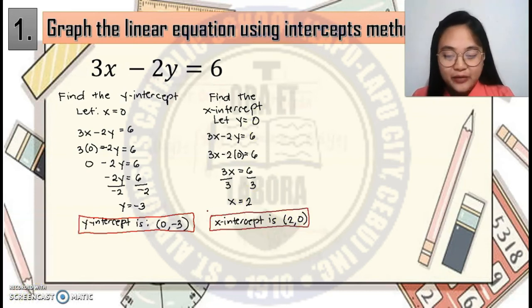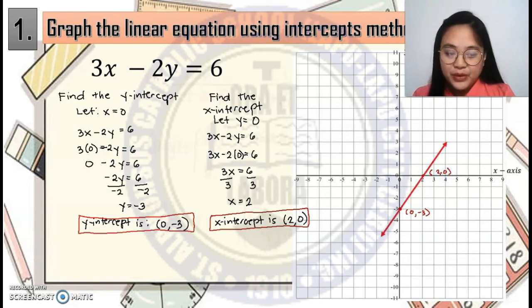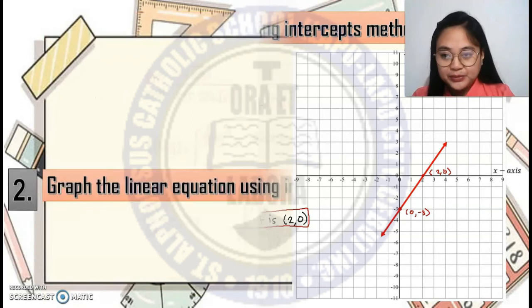Now, since we already have the x and the y-intercept, we're going to graph. In graphing, we will start first with (0, negative 3). (0, negative 3) is in this part, and I want you to label (0, negative 3). Then plot the x-intercept. It will become here, (2, 0) for your x-intercept, then connect the 2 points. Okay, I hope this is clear. Then we could proceed to the second example.